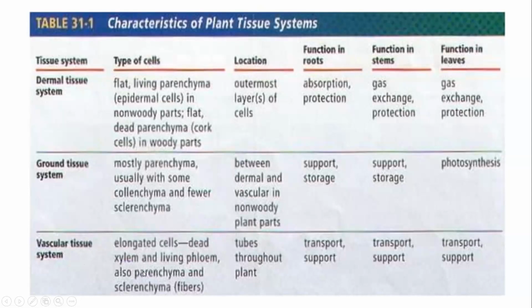Now the vascular tissue system: these are elongated cells, dead xylem and living phloem, and also parenchyma and sclerenchyma fibers. The cells are elongated, and dead in xylem. Only xylem parenchyma is living, and in the phloem only the fibers are dead. Generally the location is in tubes throughout the plant, and the main function is transport and support in all parts, that is in the roots, stem and leaves.